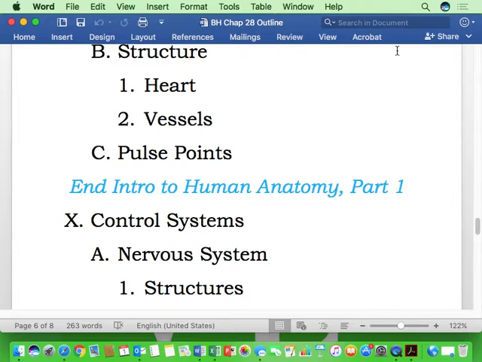So the basic structures of the nervous system are the brain, spinal cord, and the peripheral nerves. The peripheral nerves are the nerves that radiate from the brain and spinal cord. We're not going to get into the individual structures of the brain and what they do. With all these snow days, once again, we just don't have time to do that. But know that the brain, spinal cord, and peripheral nerves are the structures of the nervous system.